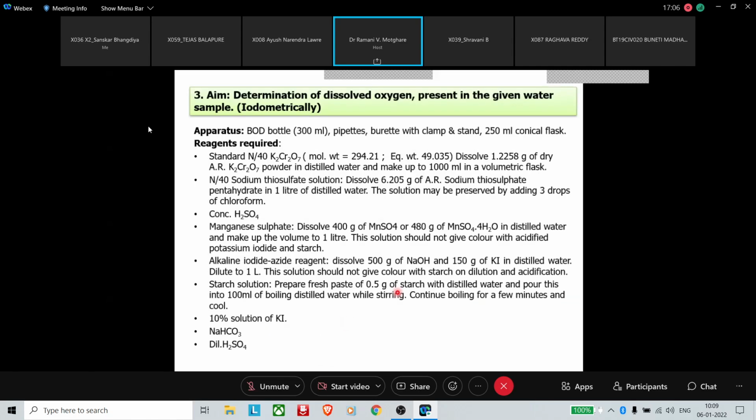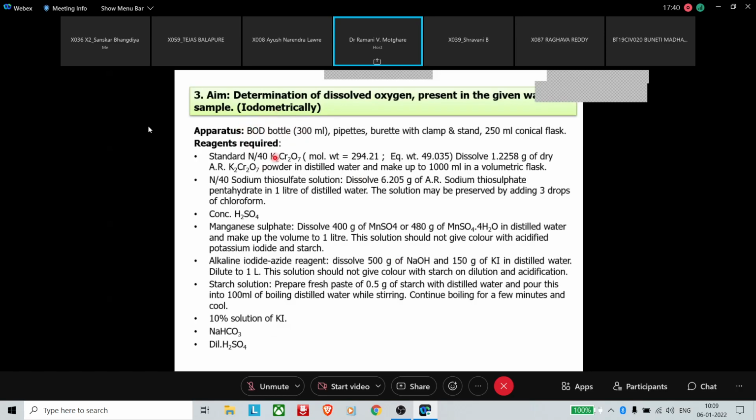Now coming to the aim. Write down this. Everyone should write in your notebook or the practical pages: determination of dissolved oxygen present in the given water sample, and this is done by iodometric method, iodometrically. Okay, the apparatus is a BOD bottle. BOD stands for biological oxygen demand bottle. Now it is the name of bottle. We are not doing an experiment on biological oxygen demand.